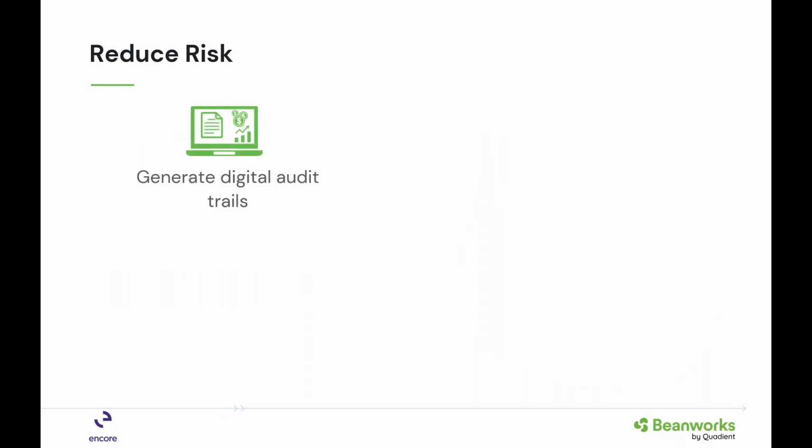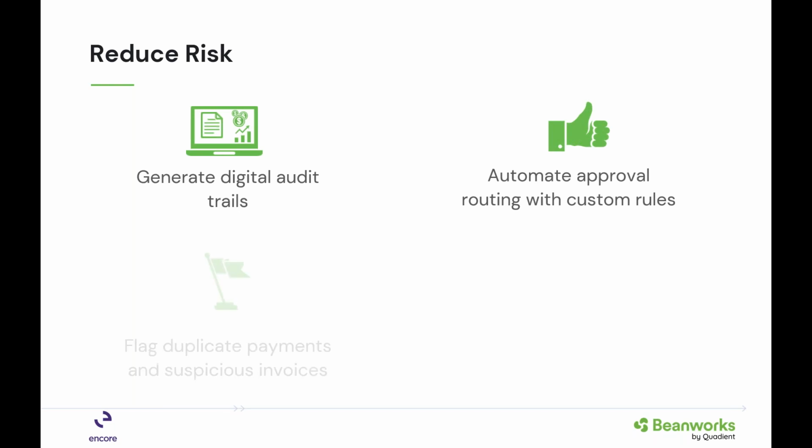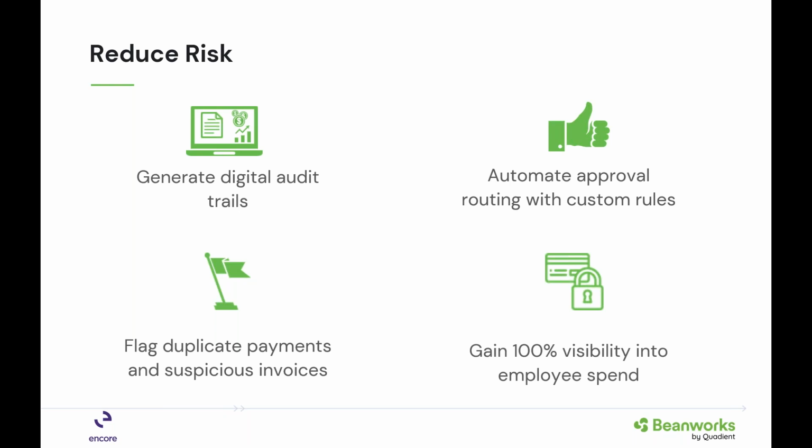By generating digital audit trails, it's easier for you to find and track every document and the approval channel that it went through. Flagging suspicious activities such as duplicate payments is also there. Gaining 100% visibility into approvals: who approved it, what they approved, when, and how long it took. And by enhancing visibility into employee expense spend, this helps improve compliance and reduces the risk of abuse and errors from taking place.